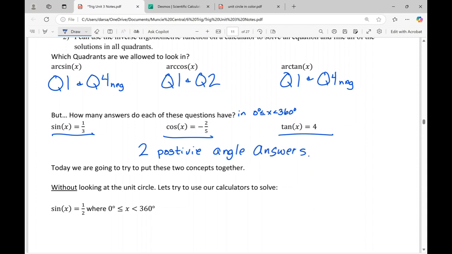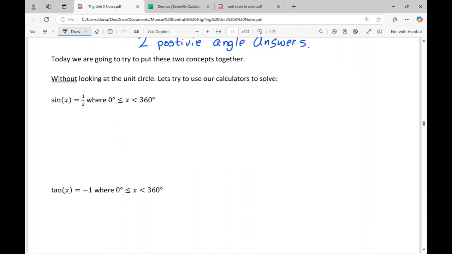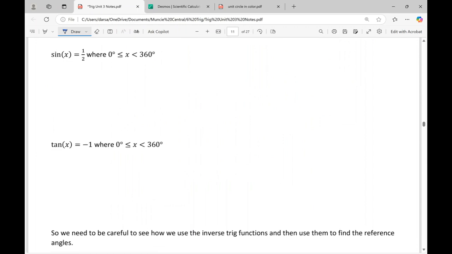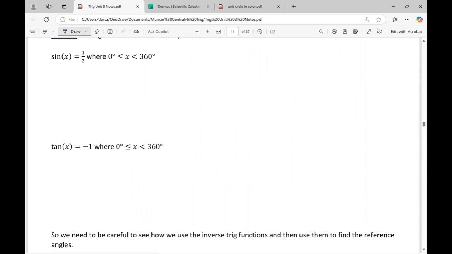The problem is we need two positive answers between 0 and 360, but the arcsine or cosine inverse or whatever is only going to give us one answer, and it might not even be positive. So we're going to have to figure out how to use the calculator along with some other things that we already know to solve these problems. So we're going to start with sine of x is equal to 1/2 on 0 to 360.